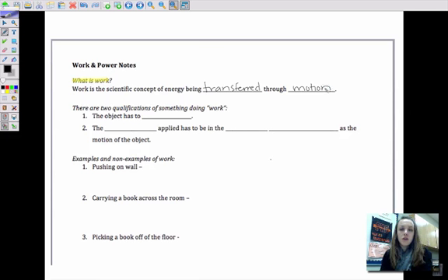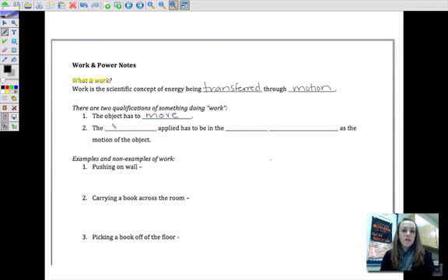So when energy transforms, there's always going to be motion involved, whether that's particle motion or macro motion. When that happens, that means we're going to be doing work on an object. And in order to do work on an object, there's two qualifications. First, the object has to move.